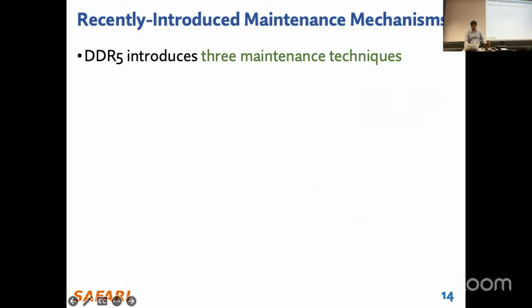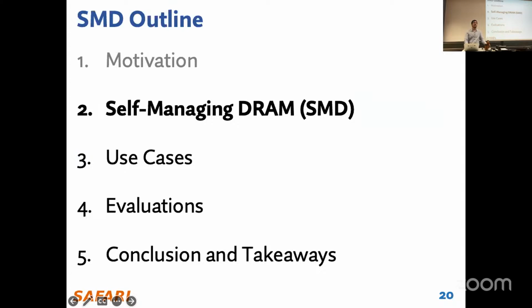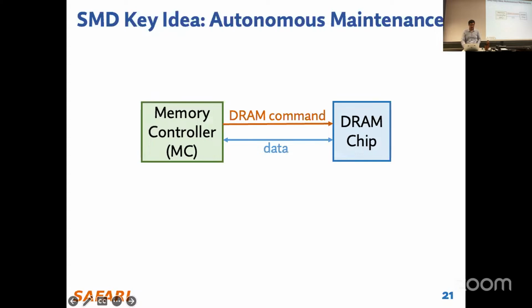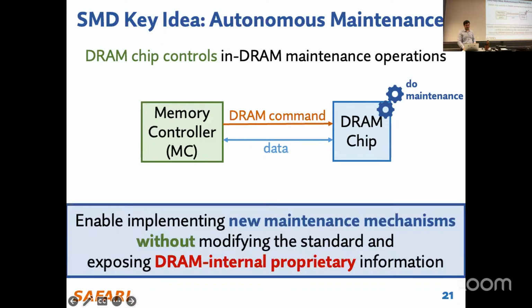Okay, so going back to where we left things. Now I can talk about self-managing DRAM itself. In our work, we introduce autonomous in-DRAM maintenance operations. This means that the DRAM chip has full control over the maintenance operations it performs. This allows us to add new mechanisms inside the DRAM chip without modifying the standard and without exposing DRAM internal proprietary information.